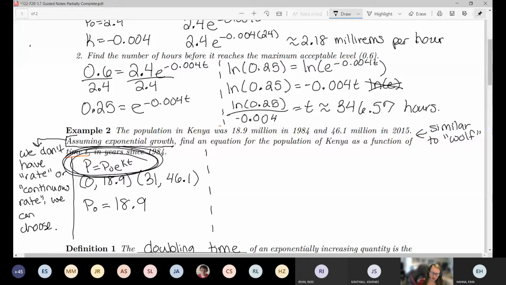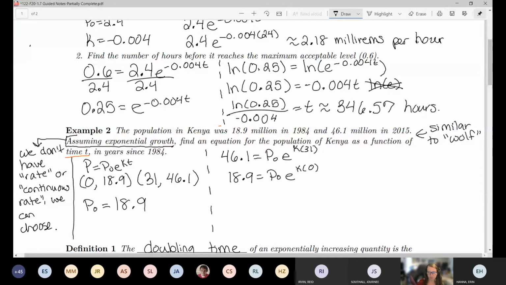You're going to use the one with the larger t value first, so that's going to be the 31. So we're going to have 46.1 equals P naught, which I know, but I don't need it right now, so I'm just going to keep it generic. If you want to put the number in there, that's totally fine. And then I have e to the k times 31. And then my other point would give me 18.9 equals P naught e to the k times 0.